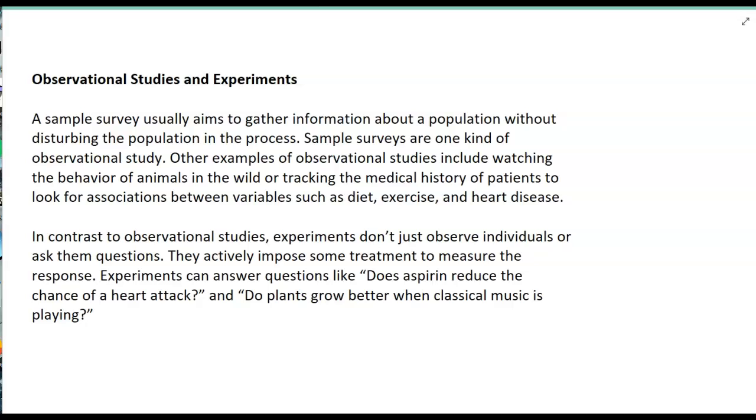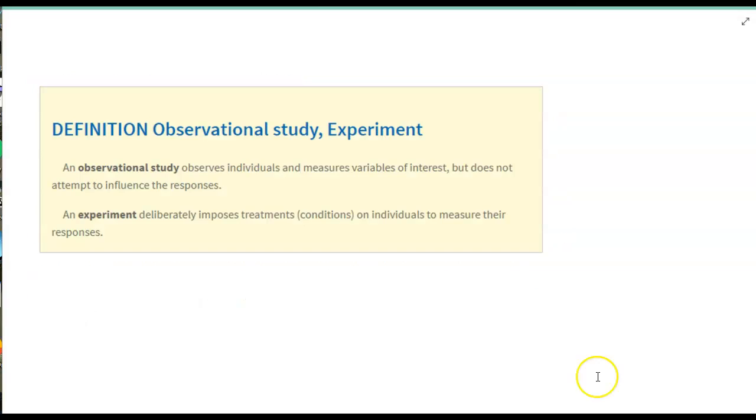Okay, another experiment, do plants grow better when classical music is playing? You could have one group of plants with no music, you could have another group of plants with classical music playing. The treatment is playing the classical music. And then you compare the results after a certain amount of time. So experiments impose treatments on the subjects, and the observational studies just get data by looking at them or observing them. So here's the definition.